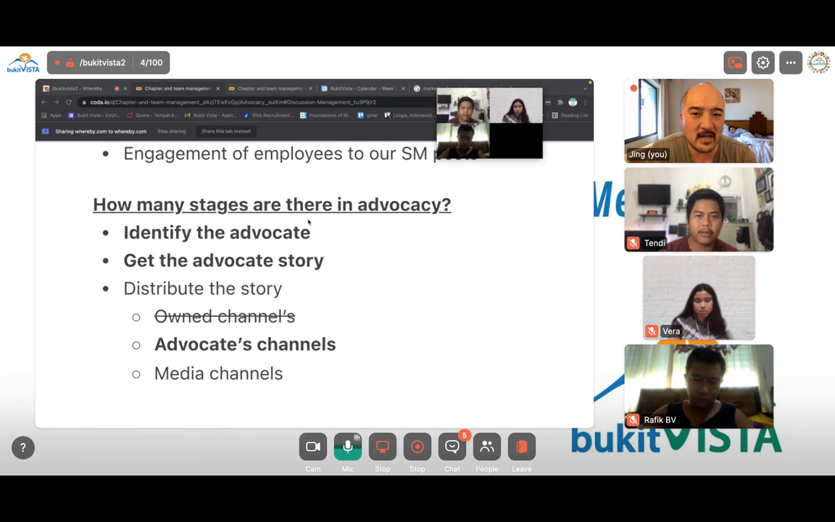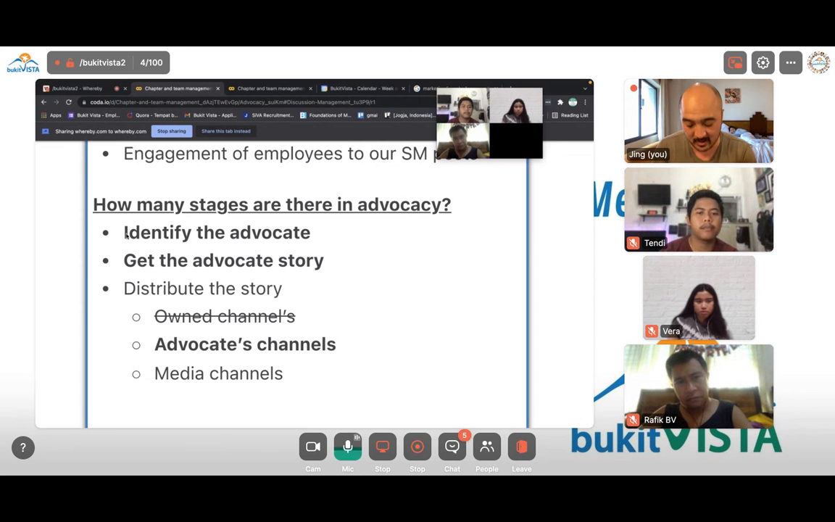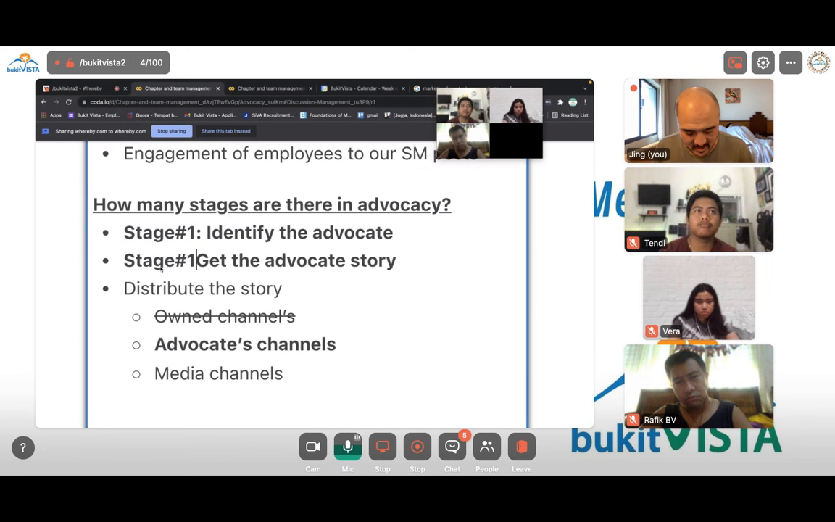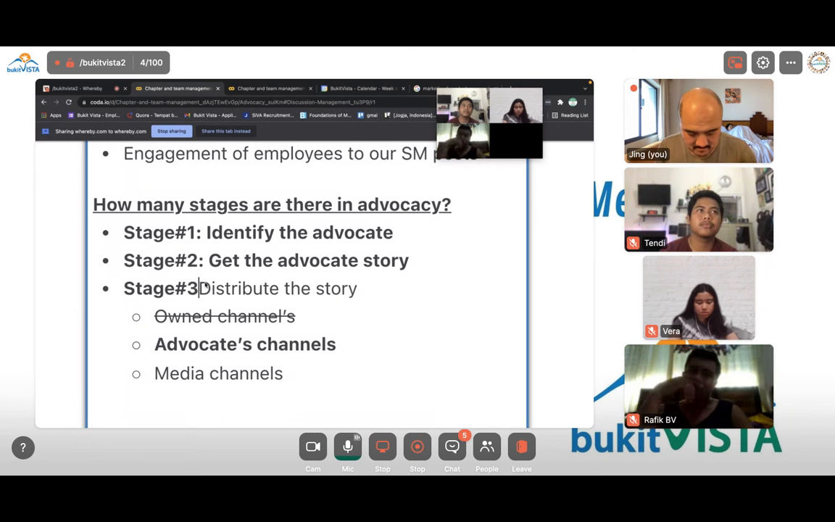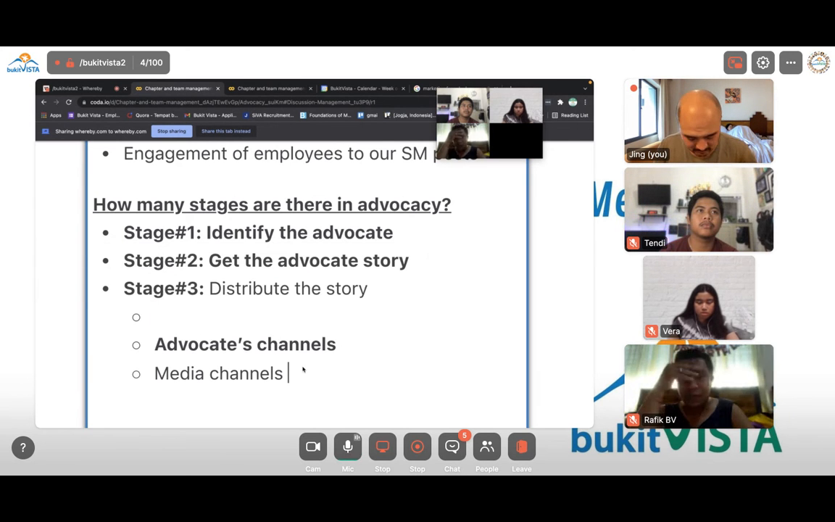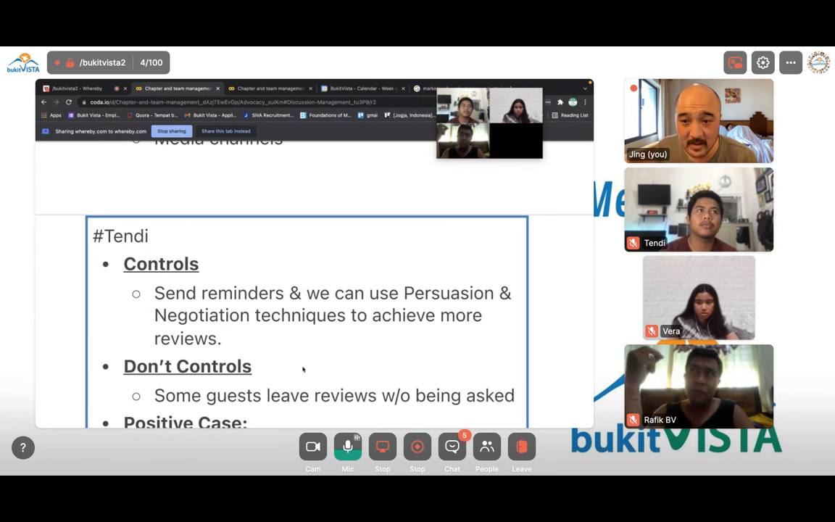Rafik, tell me, how many stages have you felt are in the advocacy process? We've identified 3 stages right now, right? Stage 1 is you identify the advocate. Stage 2 is you get the advocate's story. Stage 3 is then you distribute the story. Have you seen any other important stages in the advocacy process? Rafik?